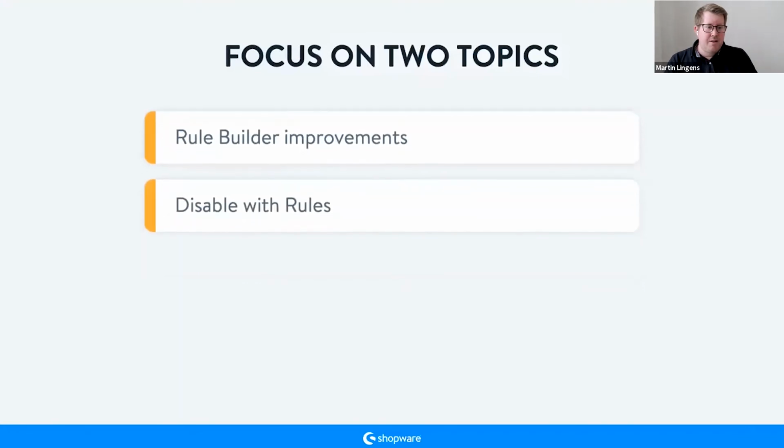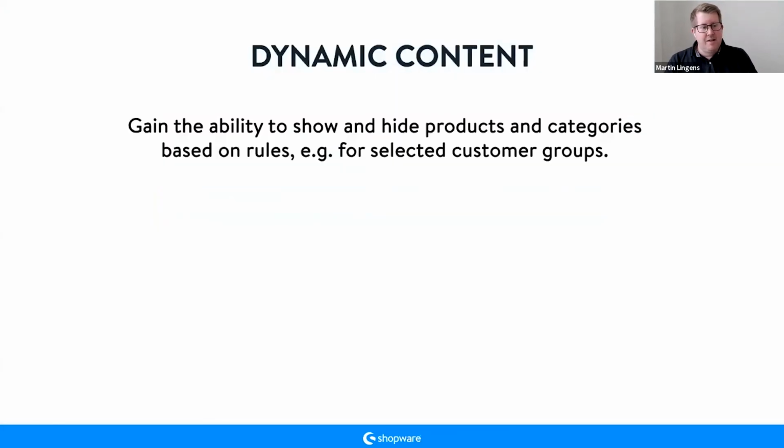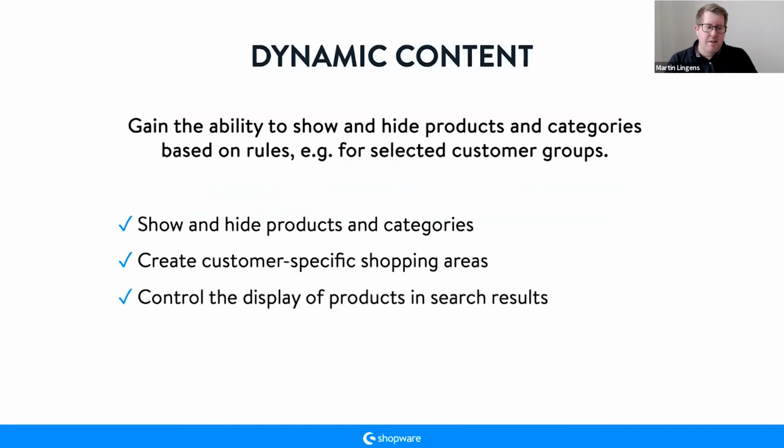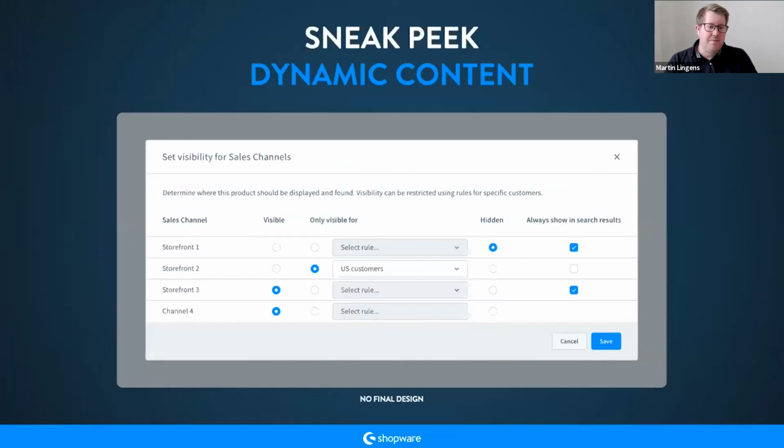Our next one is disable with rules, or dynamic content as we now call it. Dynamic content is all about showing or hiding products and categories based on rules from our rule builder. This makes it easy to create custom specific shopping areas, and the display of products in search results will also be easily controlled in this context. And of course, these settings can all be defined individually per sales channel.